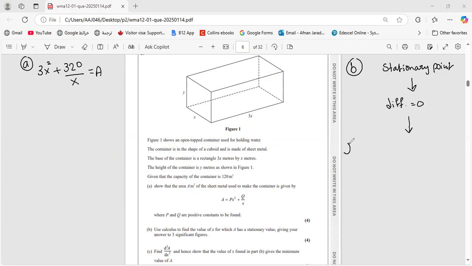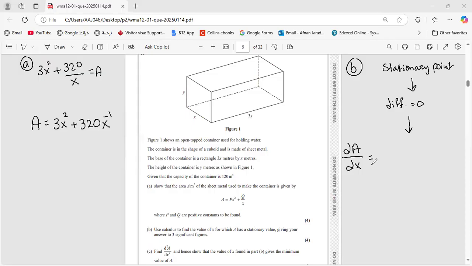So I need to find dA over dx, okay? So you need to organize your equation before. So here A equals 3x squared plus 320x to the power of -1.